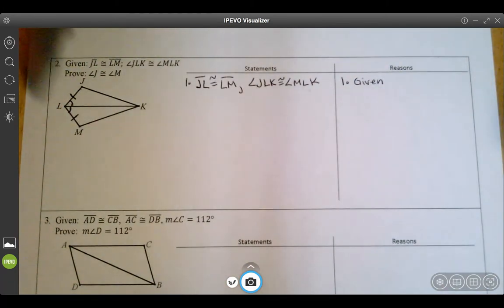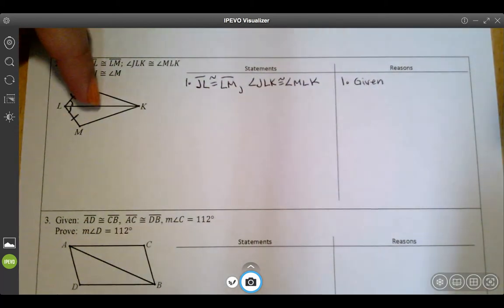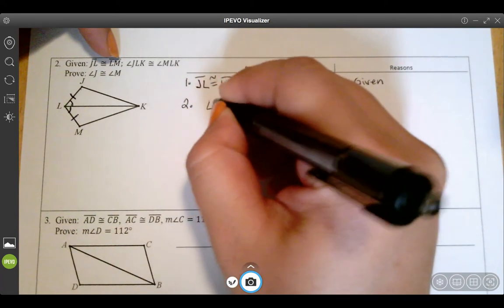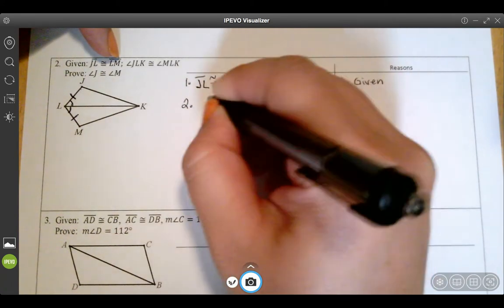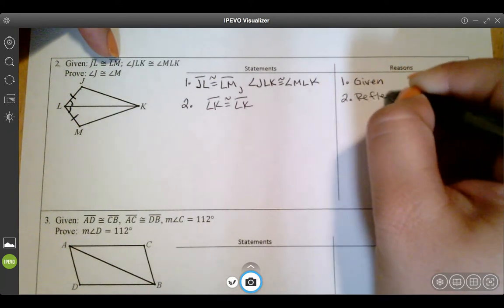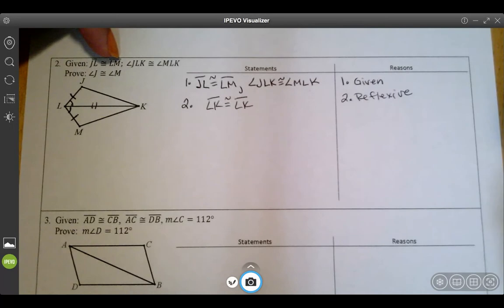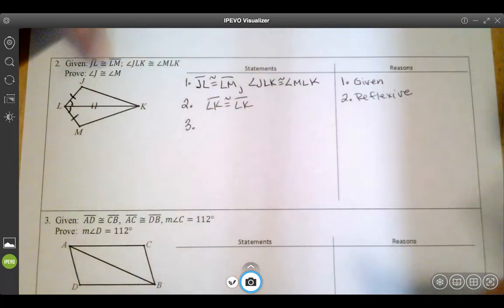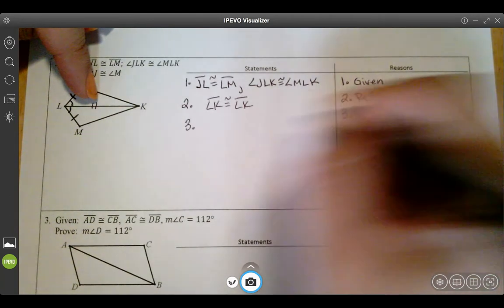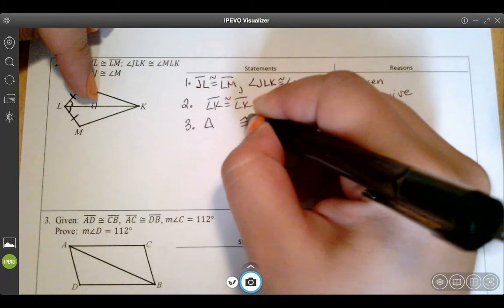I have a side and an angle. I need another side or another angle. We have this reflexive side. So step 2, LK is congruent to LK by reflexive. We'll give that 2 marks. Step 3, now I have side, angle, side. Side, angle, side. So I need to name my triangles for the triangle congruence statement.